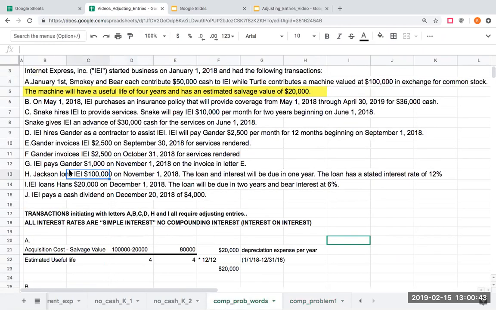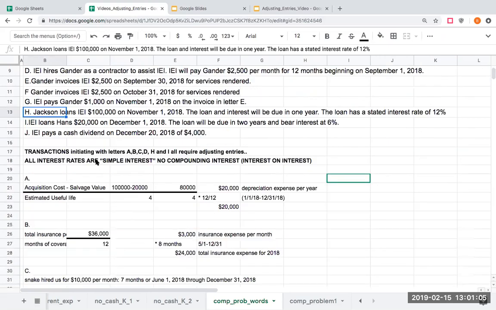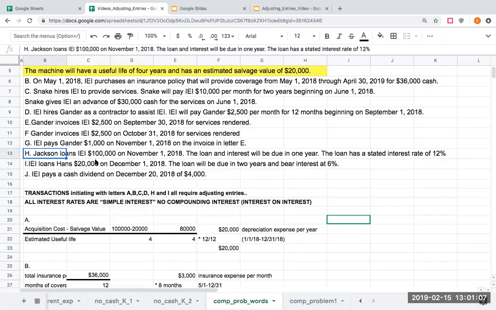Okay, so letter H. We're almost through. Letter H, Jackson Loans. Wow, good job, Tchaikovsky. Jackson Loans lent us $100,000 on November 1st. The loan and interest will be due in 1 year. The loan has a stated interest rate of 12%. So right over here, this is letter H.